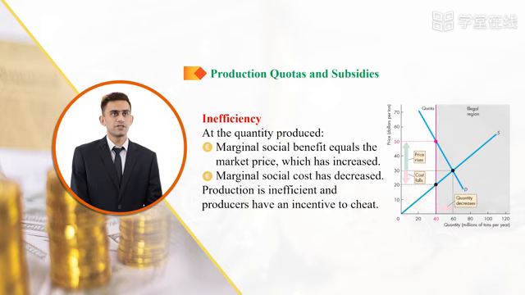Inefficiency. The production quota results in inefficient underproduction. Marginal social benefit at the quantity produced is equal to the market price, which has increased. Marginal social cost at the quantity produced has decreased and is less than the market price. So marginal social benefit exceeds marginal social cost and a deadweight loss arises.